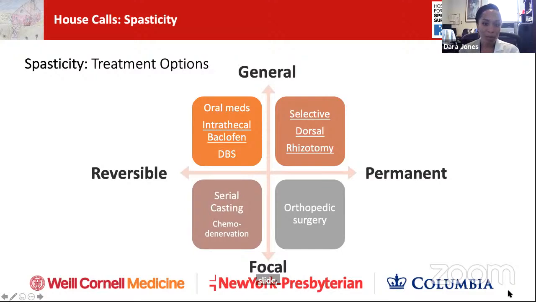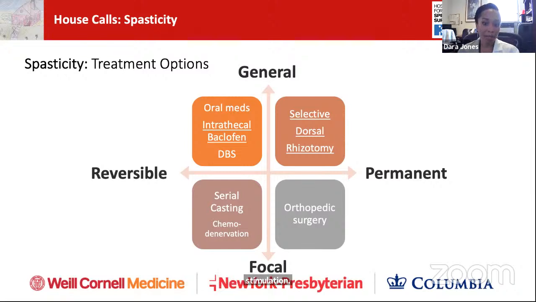So the treatment options for spasticity are variable. I think about them as being generalized, something that's going to affect the entire system or many muscle groups at a time, or focal. Are we looking at a specific joint that we want to improve, whether it's just getting a child off their tiptoes or helping with hand movement? And then we can also think about how reversible or permanent it is. In this generalized and reversible category, that includes oral medications, intrathecal baclofen, which Jeff will touch on, as well as deep brain stimulation.